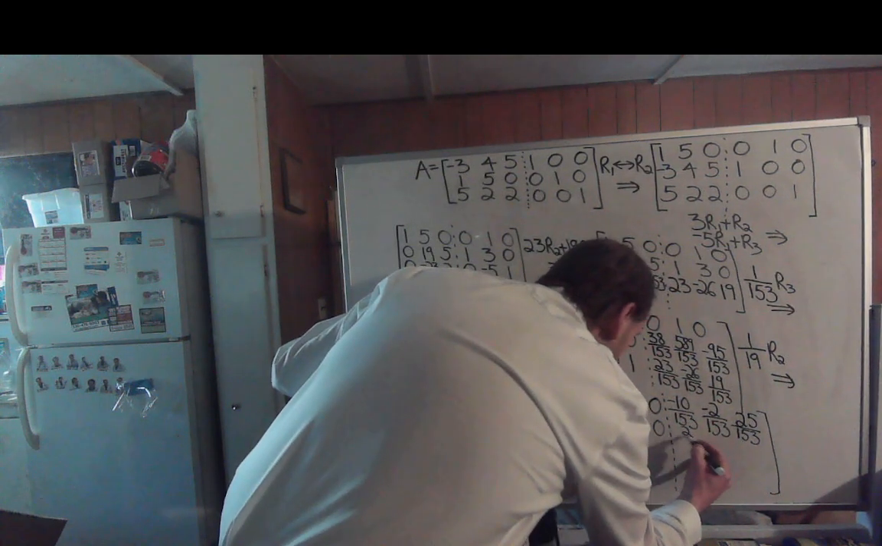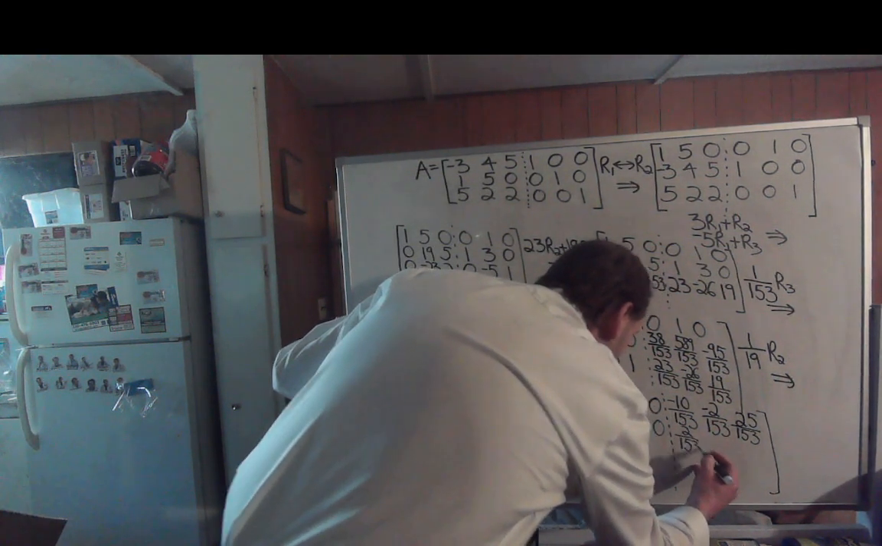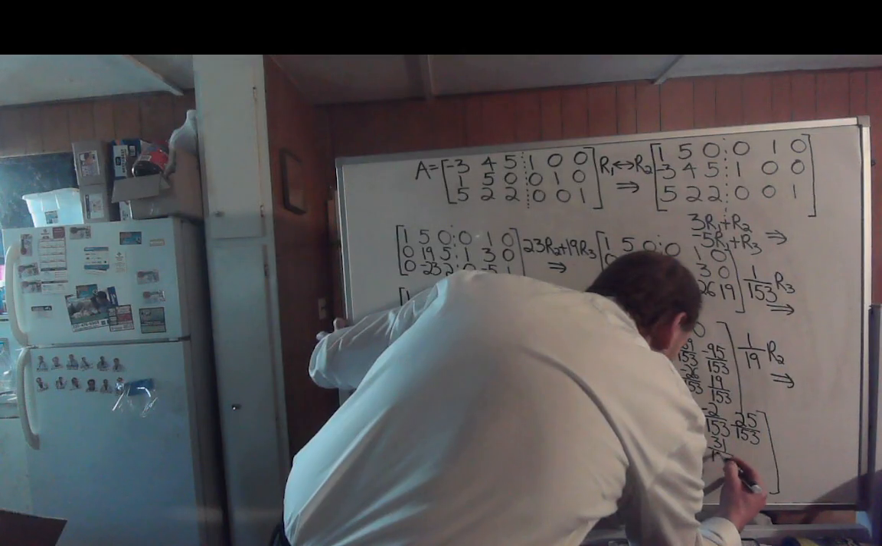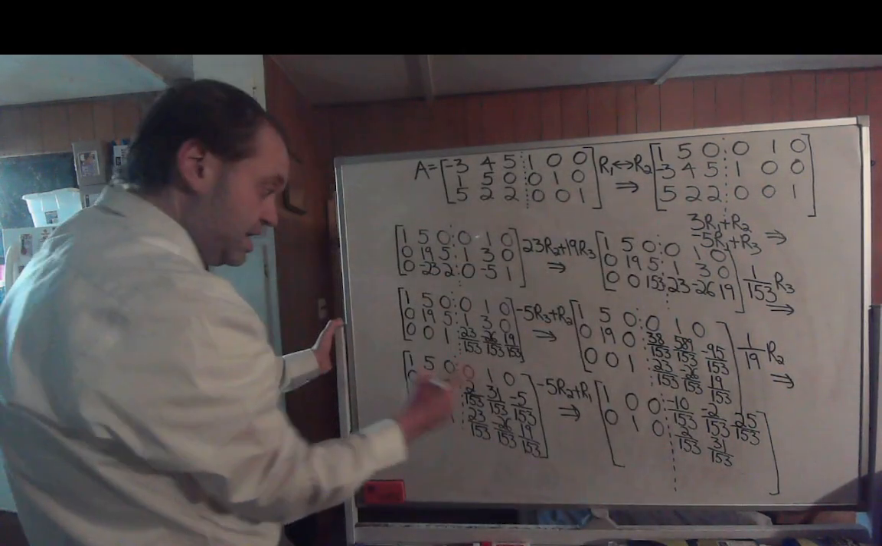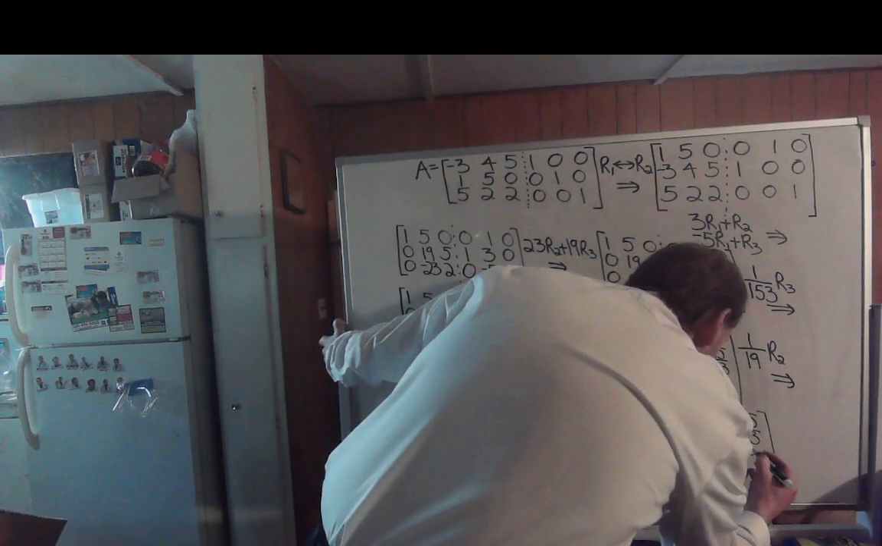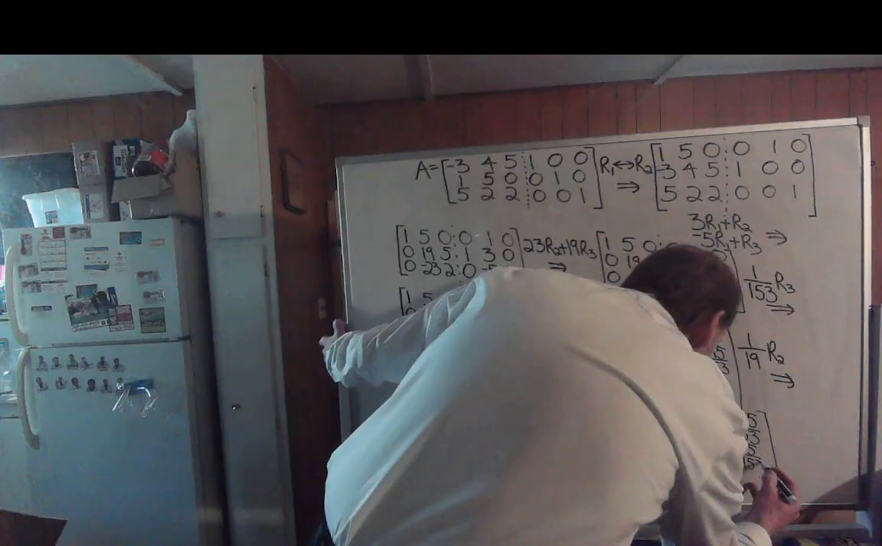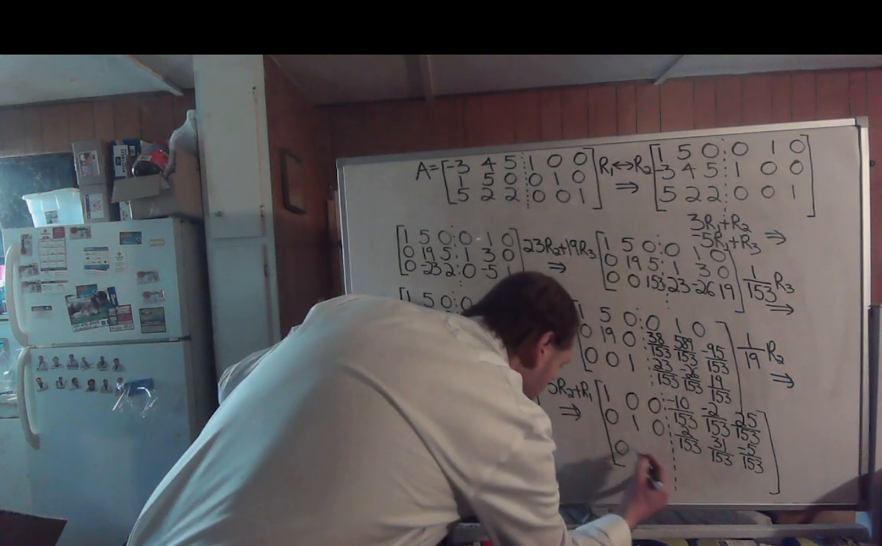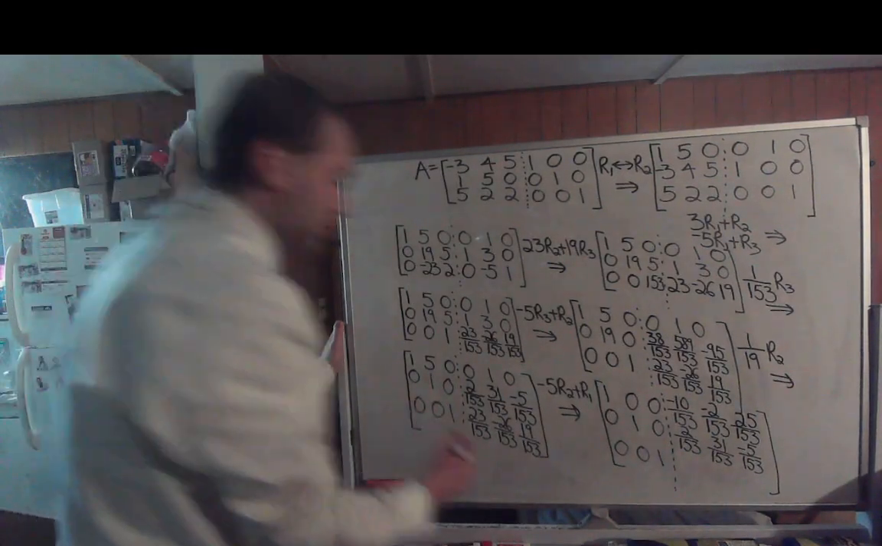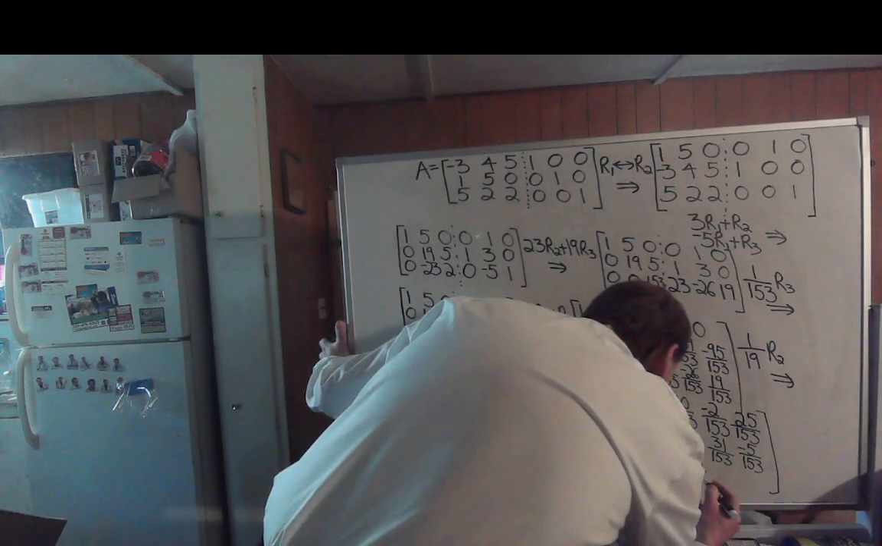So let's see, 2/153, 31/153, then negative 5/153, and then we have the last row, 0, 0, 1, would give you 23/153, negative 26/153, and then 19/153.